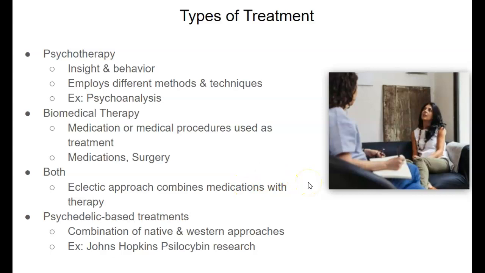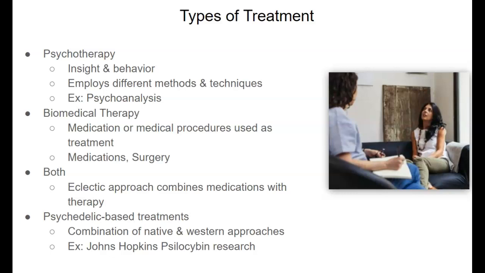So the types of treatment in general, there's psychotherapy and there's biomedical therapy. Psychotherapy's main aim is to try to change behavior, and I would say thoughts as well, or to help the person gain insight into their behavior, into their emotions. So they employ various types of methods and techniques in order to do this. Each orientation has its own way of doing it. An example could be psychoanalysis, which would be coming from the Freudian perspective.